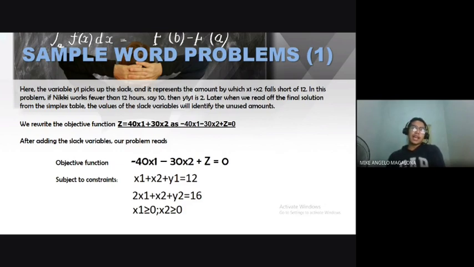Z is equal to 40x sub 1 plus 30x sub 2, written as negative 40x sub 1 minus 30x sub 2 plus z is equal to 0. After we add the slack variables, our problem reads: the objective function negative 40x sub 1 minus 30x sub 2 plus z is equal to 0. Our constraints are x sub 1 plus x sub 2 plus y sub 1 is equal to 12, and 2x sub 1 plus x sub 2 plus y sub 2 is equal to 16. Hence, x sub 1 and x sub 2 are greater than or equal to 0.